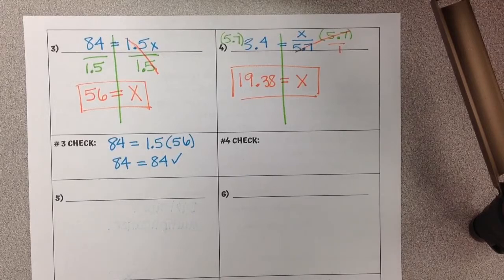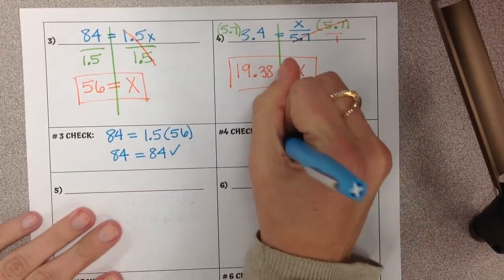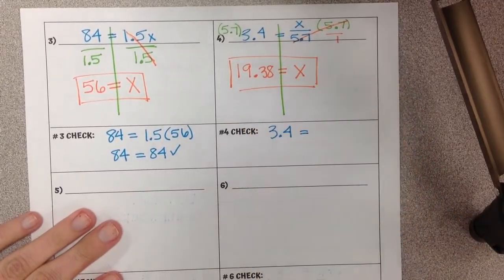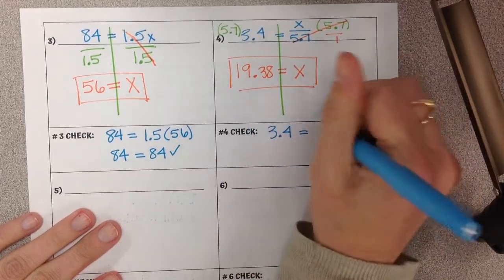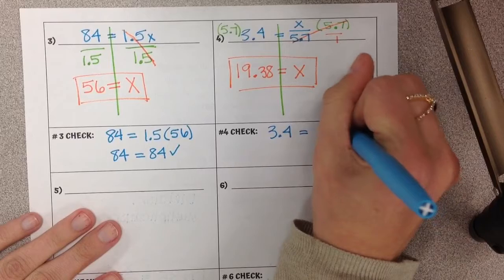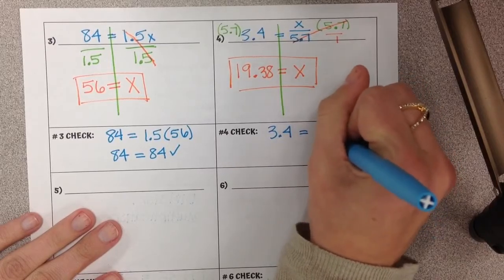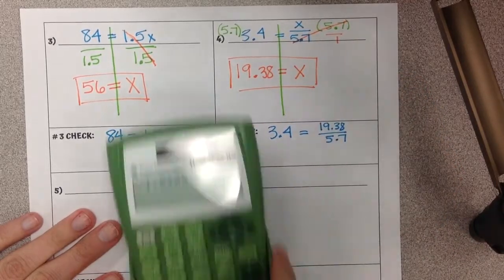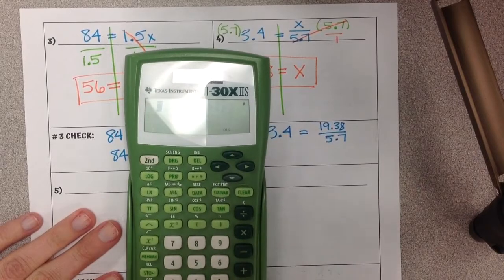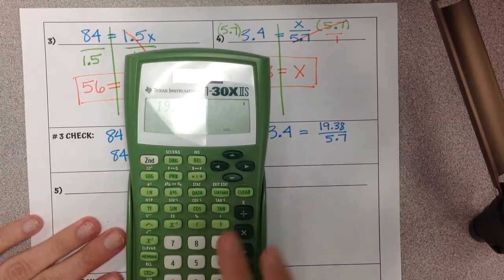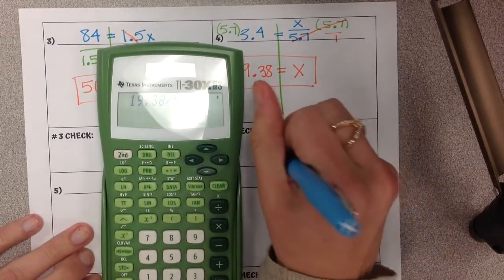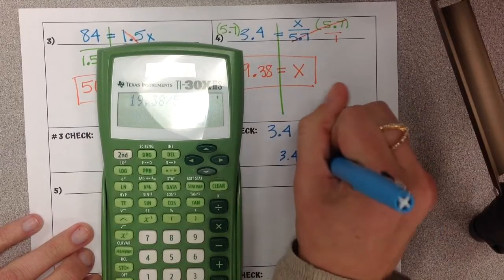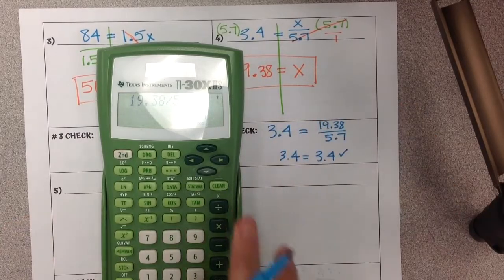So let's go ahead and check our work. We've got 3 4/10 equals x over 5.7. Well, we're saying x is 19 38/100 divided by 5.7. That is hard to look at and just be able to say, oh, that's right. So I'm definitely plugging this one into my calculator. 19 38/100 divided by 5 7/10. I got 3.4, which is exactly what we were looking for. So that means I did it correctly.